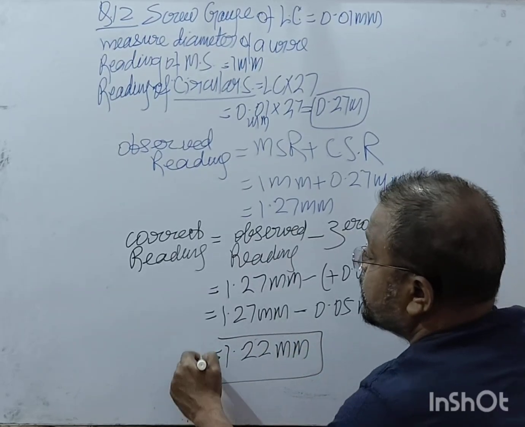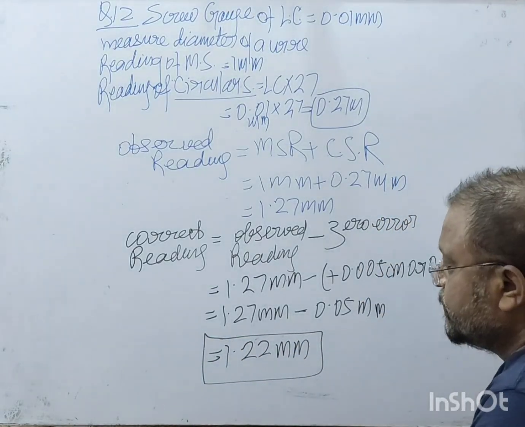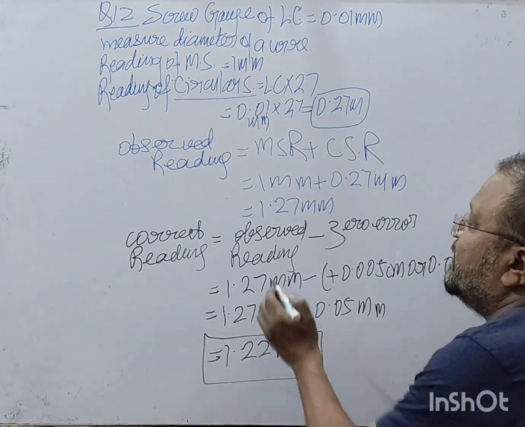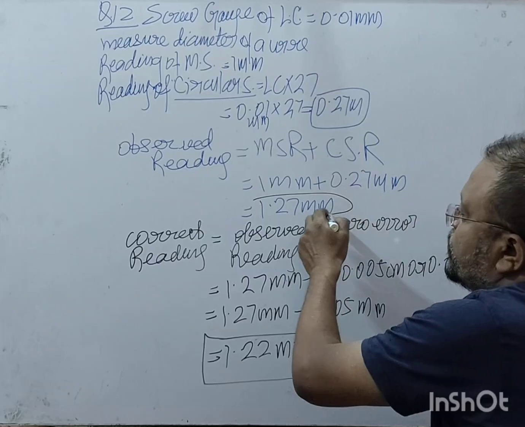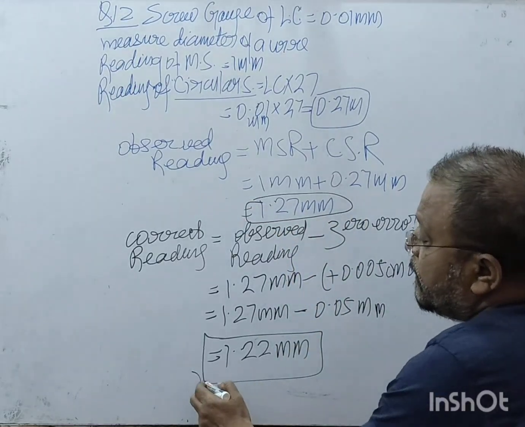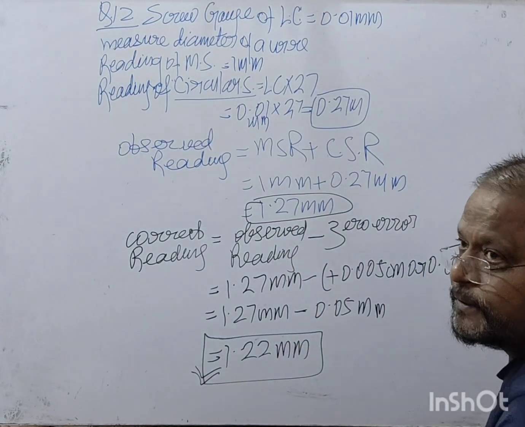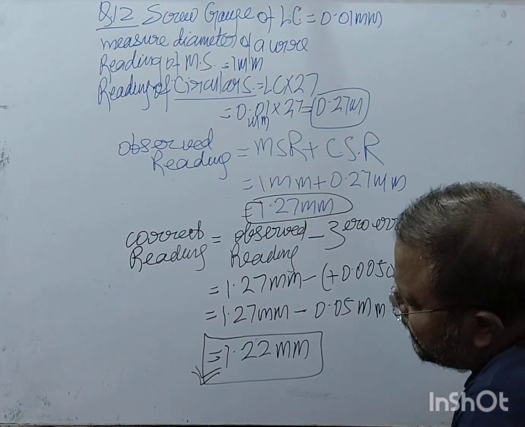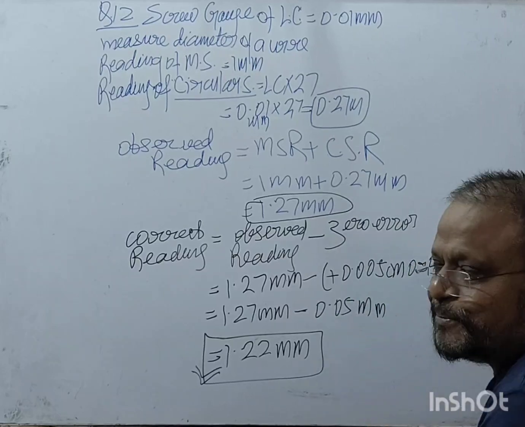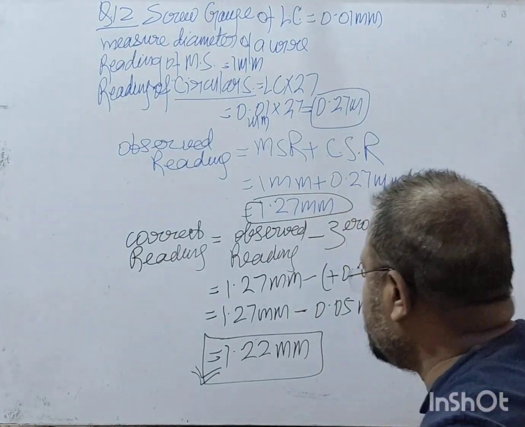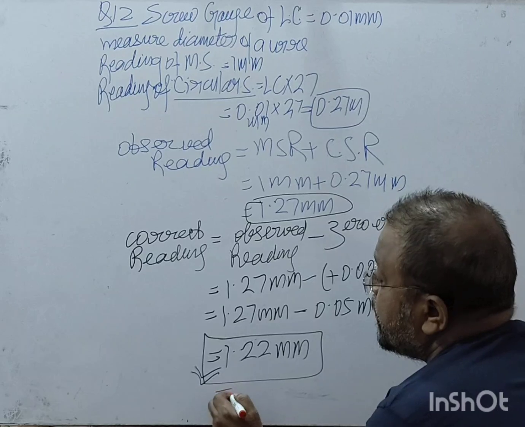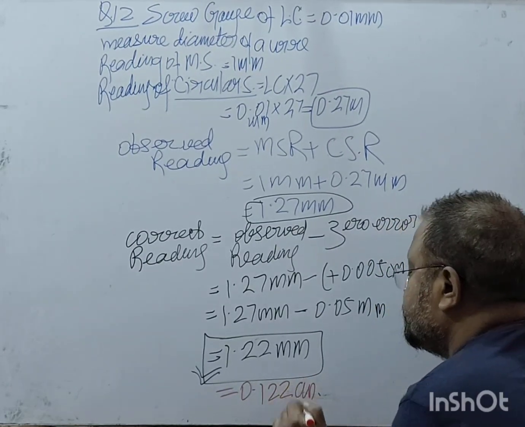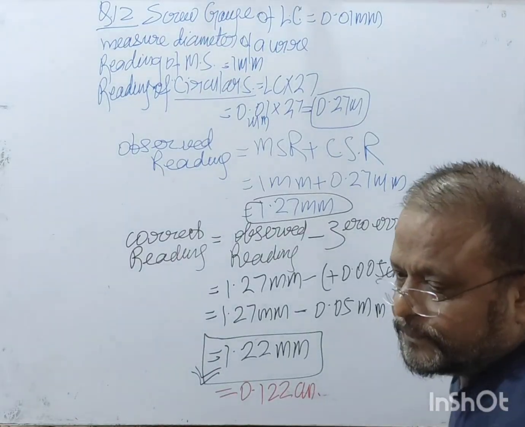The answer is 0.127 centimeter for the observed reading, and 0.122 centimeter for the correct reading. The correct reading is 1.22 millimeter. If we want it in centimeters, then it becomes 0.122 centimeters. Right? Do this.